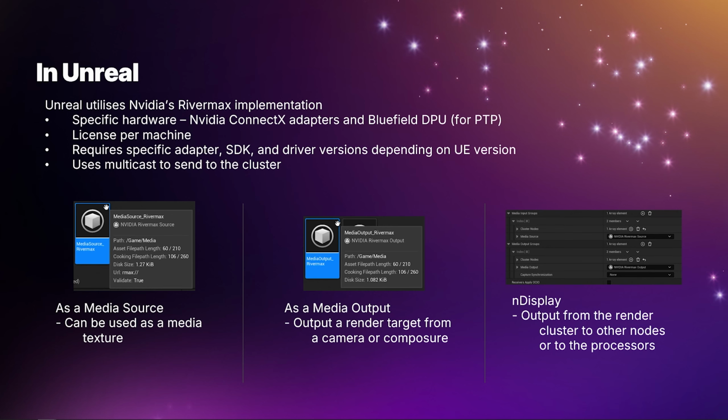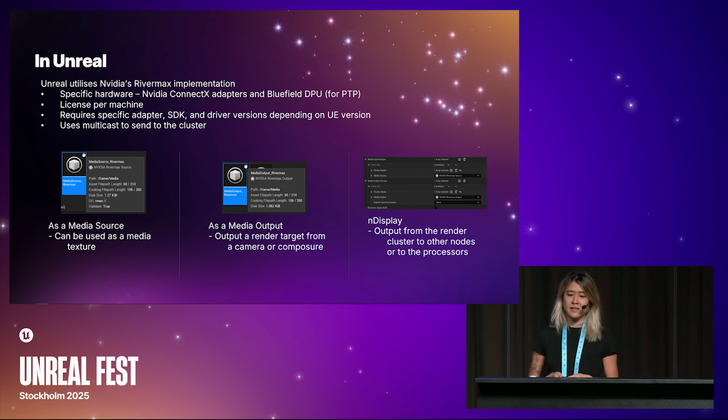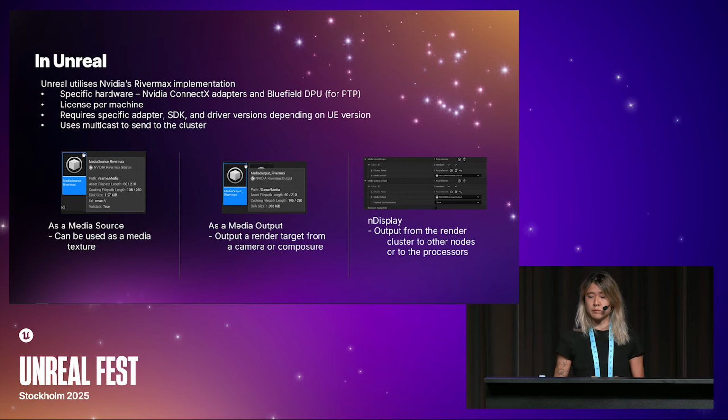So how is this integrated into Unreal? Unreal uses the Rivermax implementation of SMPTE 2110, specifically SMPTE 2110-20, which is for uncompressed video. We're usually looking for RGB 10-bit when using it for ICVFX. You can configure it differently, but that's probably the most common case. It does require specific hardware, especially for the network adapters, so ConnectX adapters and BlueField if you're doing PTP timing. These handle the encoding and decoding of the video signal.